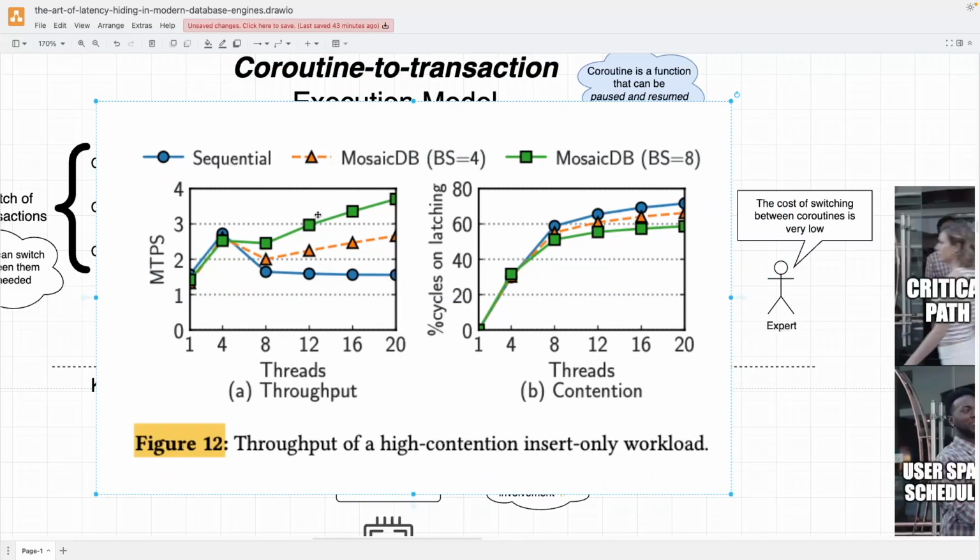So this is one of the stats from the paper where the authors have actually increased the number of coroutines that are running, the number of transactions they take in a batch. One is basic sequential, meaning 1 at a time. 4 means 4 at a time. And 8 is 8 at a time. And if you see in the throughput, when you have more transactions to switch between, the performance actually increases, even though there is high contention and you have an insert only workload.